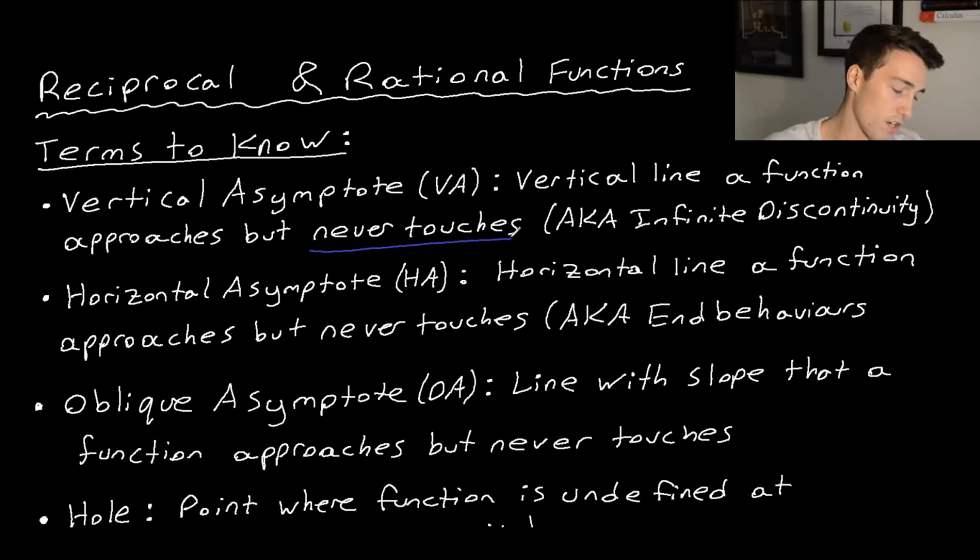Next, we have a horizontal asymptote, and this is very similar. It's a horizontal line a function approaches but never touches. And this can also be known as end behaviors of a horizontal asymptote, or end behaviors of the function.